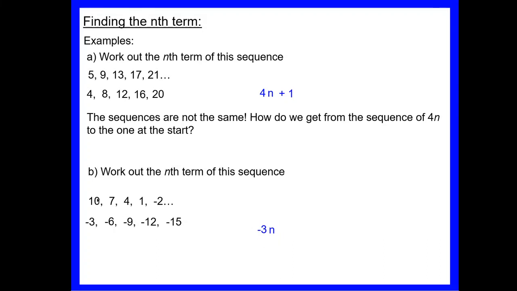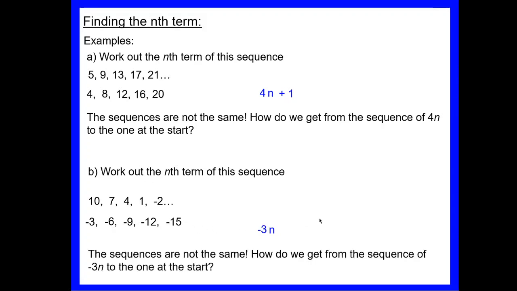We compare it to our original sequence, and again we can see they're different. So if they're not the same, how do we get from minus 3n to the one at the beginning? So how do I get from minus 3 to 10? Well, to get from minus 3 to 10, I would have to add 13. Let's check the second one. From minus 6 to 7, I would also have to add 13. Add 13, add 13. So again, we always check it's the same for each one. And we put that number at the end. So our add 13 goes at the end. So the nth term for this sequence is minus 3n plus 13.